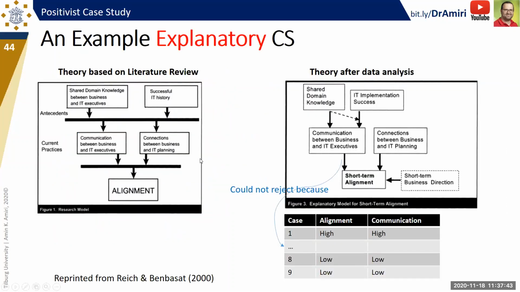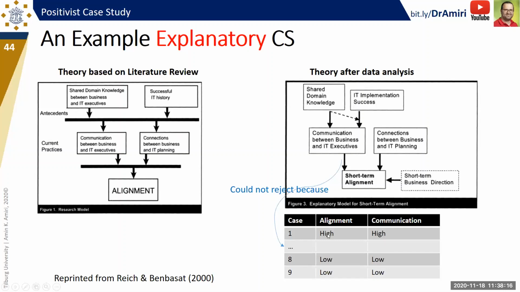Okay, so you can see here that these authors were not able to find a relationship between these constructs as the moderators, but they were not even able to disconfirm or reject the theory, because they had 9 cases. Whenever alignment was high, communication was also high. When alignment was low, communication was also low. So they could not reject this hypothesis, so they have to support it.